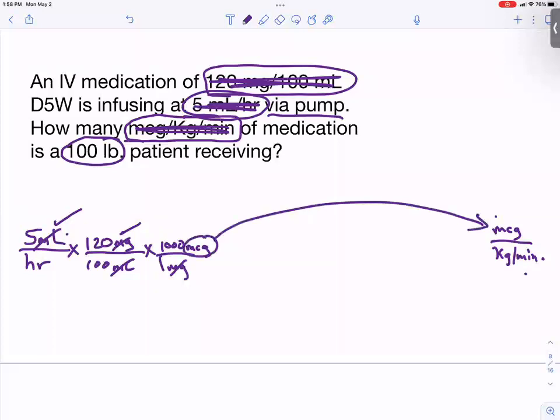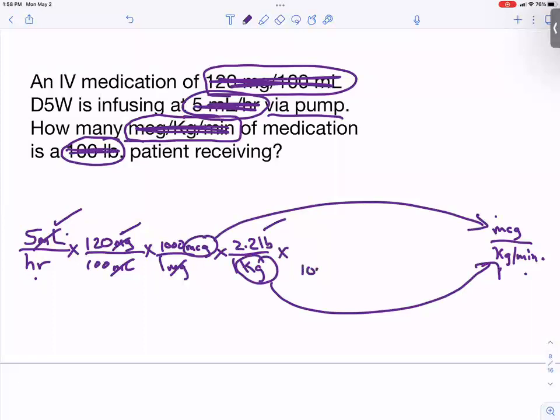I need minute, and I need kilogram, and I have hour. Well, I know I need kilogram down here, so 1 kilogram is 2.2 pounds. And I have to get rid of pounds because I need this kilogram. So I use my problem, 100 pounds. And I have to put it down here in the denominator position to cross it off. So I get rid of my pounds. So now I have to get rid of only the hour, and I have to make it minutes. So 1 hour is 60 minutes. That gets rid of my hours.